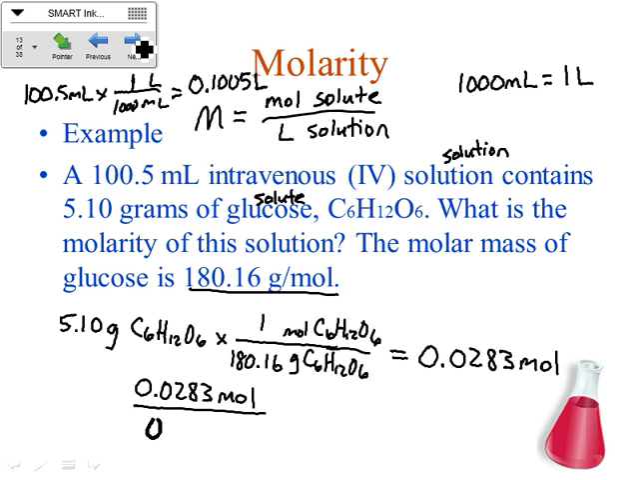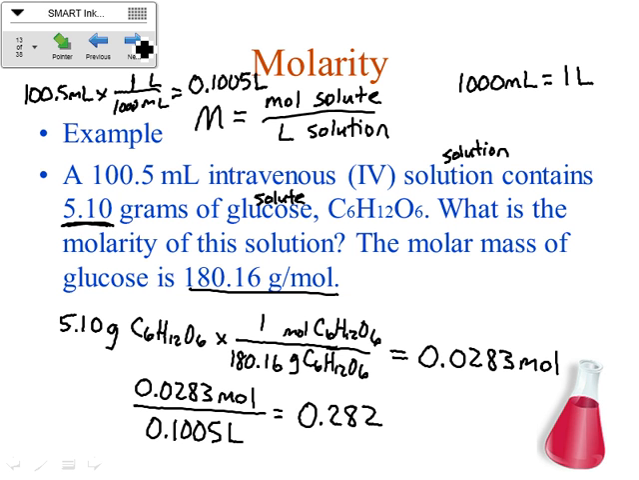Okay. So there's your setup on that one. You're going to end up with a molarity of, everybody got it? Okay, which we're going to round to 0.282, right? 3 sig figs because of this number right here that we started with.